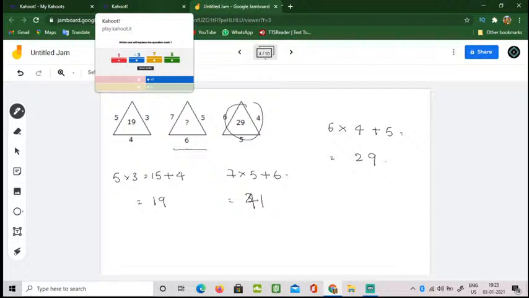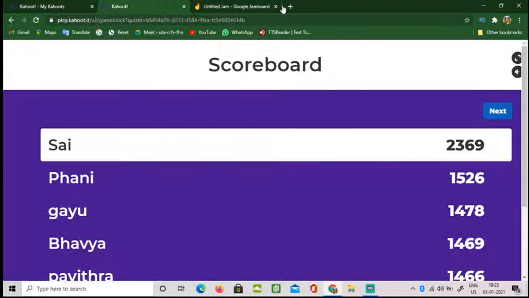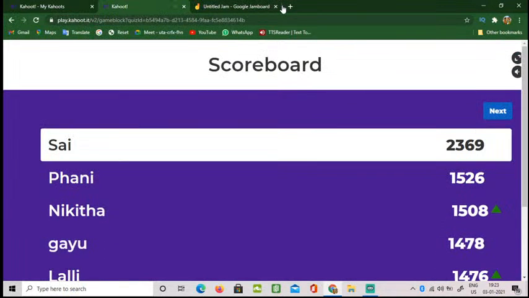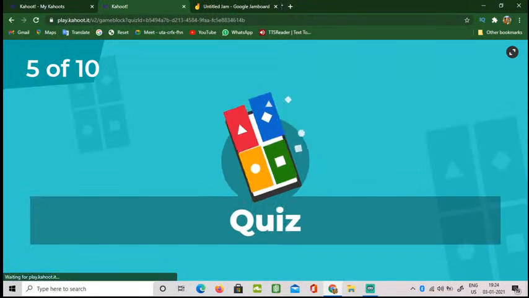So now let's move on to the next. And now in the scoreboard, Sai is still in the first, and Funny is in the second, and Nikita has come up. That is, she is in the third, and Gayu is in the fourth, and Lali is in the fifth. Okay, now let's move on to the next.